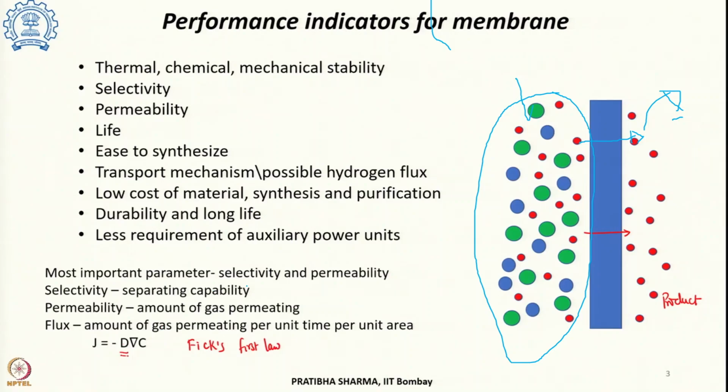Therefore, what should be the membrane characteristics? The membrane should have high selectivity. Do you know what you mean by selectivity and permeability? What do you mean by selectivity? Selectivity is a very important property of membrane based separation. Any one of you can answer? Selectivity is the specific gas which can pass through the membrane. Selective permeability, we can say.